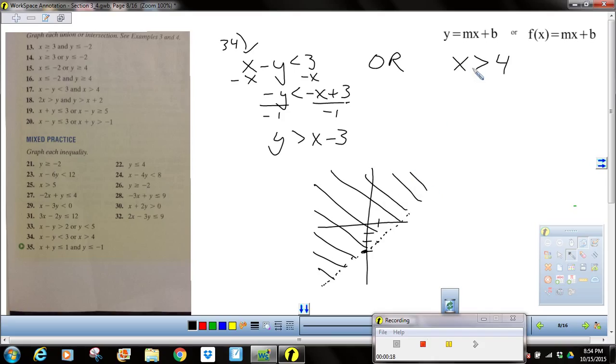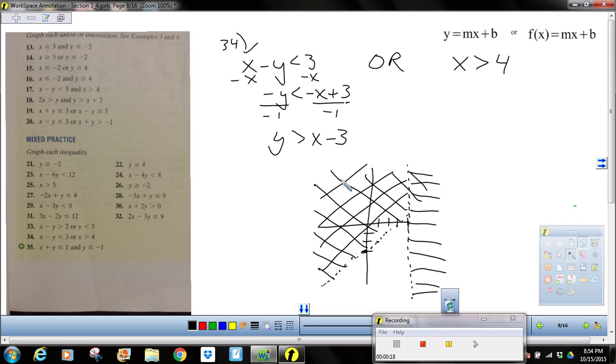Also, I need to graph this other one. X is greater than 4. Because it only has one variable, this one is a vertical line at x equals 4. It doesn't have equal to parts, so I'm going to do it dotted. And because it says x is greater, it would be this region to the right. So the solution is everywhere that's shaded. It's not just the overlap. If we were doing and, it would be the overlap.